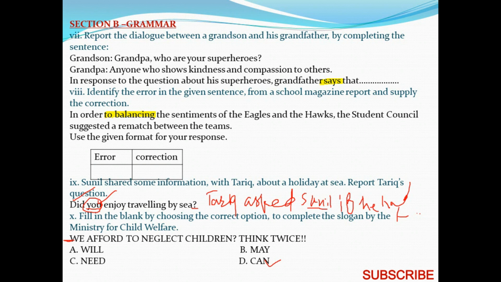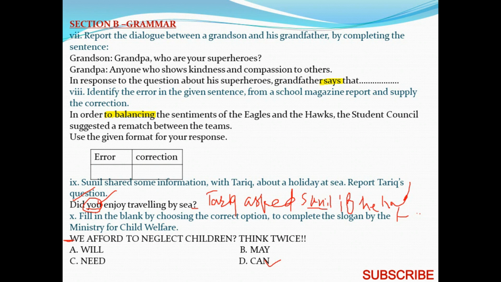So it is regarding present, says. So whatever verb you are going to use after that, that will not relate to past. So that's why your answer must be grandfather says that anyone who shows kindness and compassion to others. It will remain same, no change. Who we cannot change. So shows, it is regarding present, so we will have to use the present verb, the rest is same. Seventh is done.